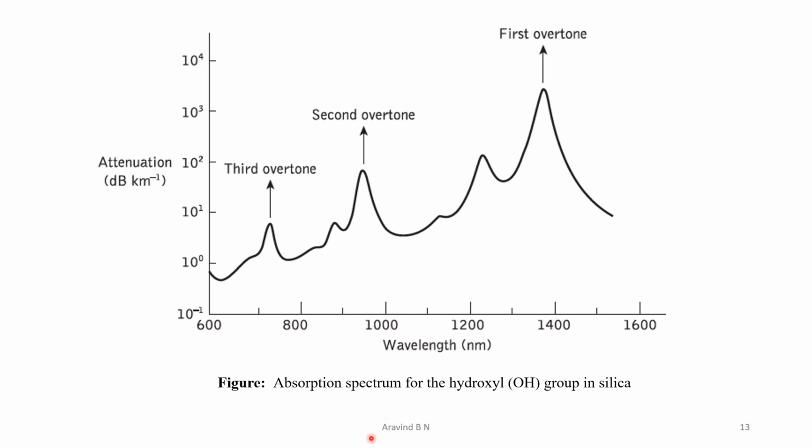This diagram is going to indicate the absorption spectrum for the hydroxyl group in silica, or the hydroxyl ions present in the silica. The x-axis is going to indicate the wavelength in nanometers, and the y-axis is going to indicate the attenuation in dB per kilometer. As I told you previously, there are three overtones. The first overtone is going to occur at 1400 nanometer. The second overtone is somewhere here, which is 950 nanometer, and the third overtone is going to happen somewhere here, which is equal to 750 nanometer.